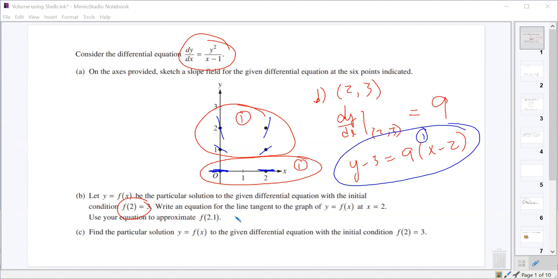And then to approximate it at 2.1, we'd have y minus 3 equals 9 times 0.1. And that'd give us y equals 3.9. I guess I should have done this in a different color because that's what I've been doing, but that was also 1 point. Decimal or fraction doesn't matter to them. Everybody good there? All right.